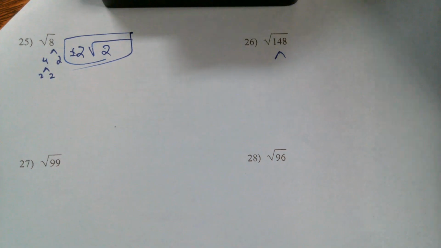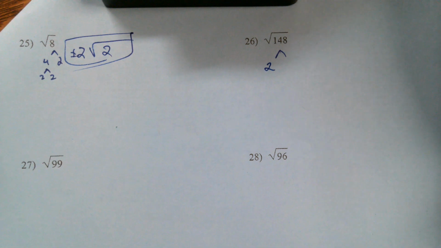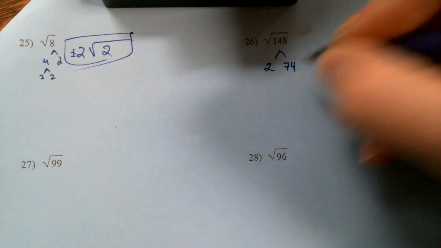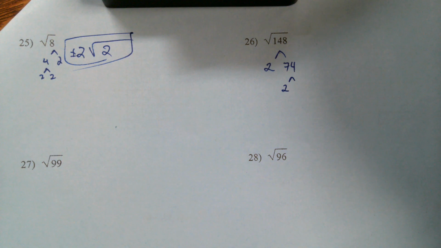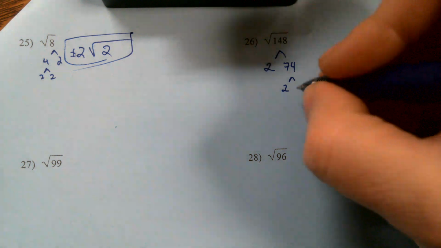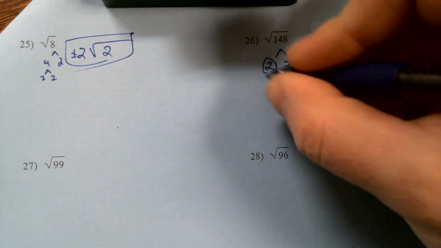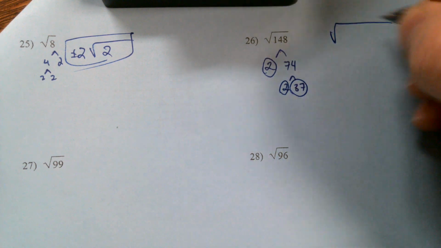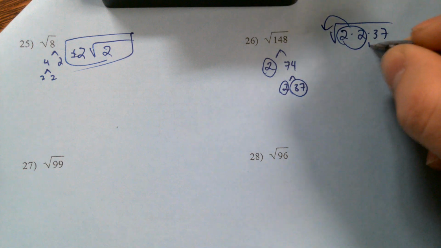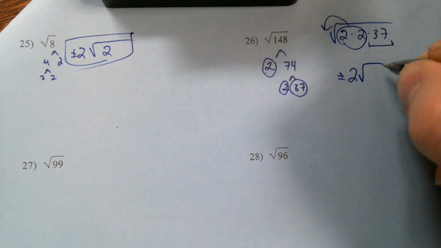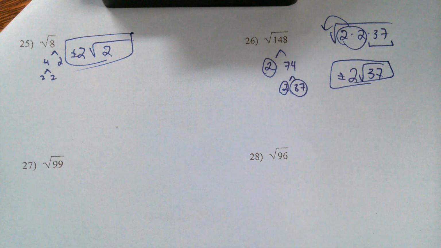148, ooh, that's a hard one. I'm going to just cut it in half real quick. What am I going to get? 74. Cut 74 in half again because it's an even number, and what am I going to get? Well, 35 plus 2, 37. And 37 is a prime number. We can't split that up anymore. Pair of 2's gets brought out. 37 left behind, plus or minus 2 root 37.